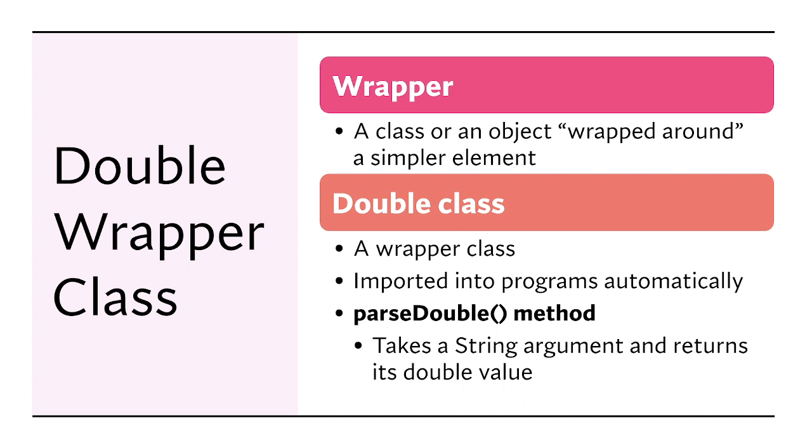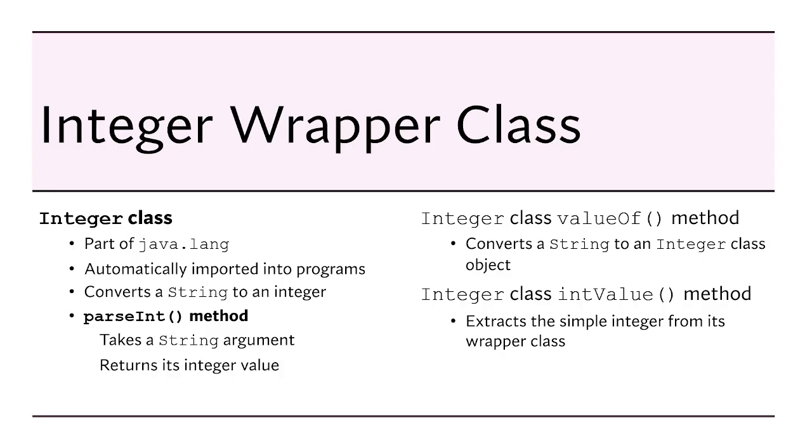Doubles and integers are primitive types, but we can use the Double and Integer wrapper classes to convert strings into doubles and integers, and vice versa. The wrapper classes are imported into programs automatically because they're part of one of those automatic packages. The Integer wrapper class comes from java.lang.